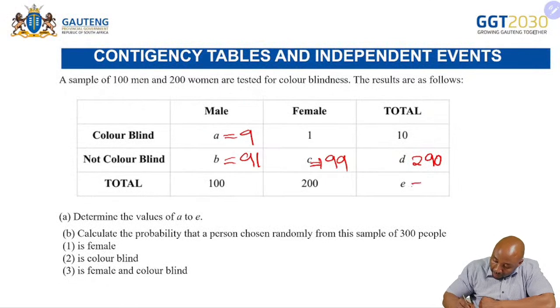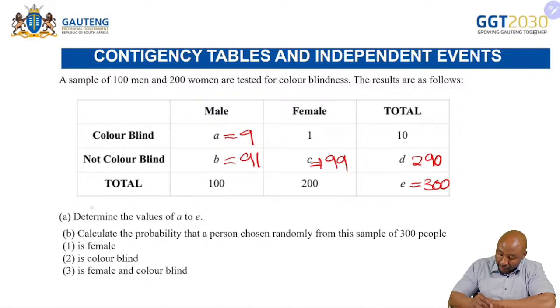And if I add 10 and 290, I'm getting my E, which is 300. And if I add the row, I'll also get 100 plus 200. I'm getting 300. I'm adding the columns. 10 plus 290, I get 300. So for each one, it can be a mark.